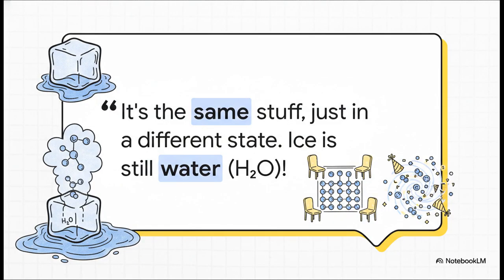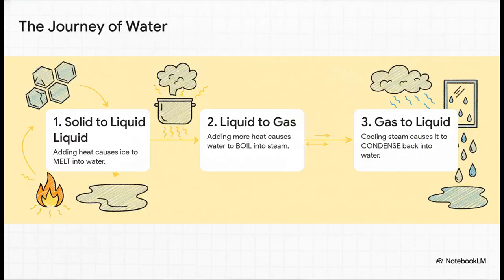When matter changes its state, its basic identity doesn't change one bit. This is so crucial. An ice cube that melts, it's still water. It's made of the exact same H2O molecules. They're just arranged a little differently now. The journey of water is the perfect way to see this.